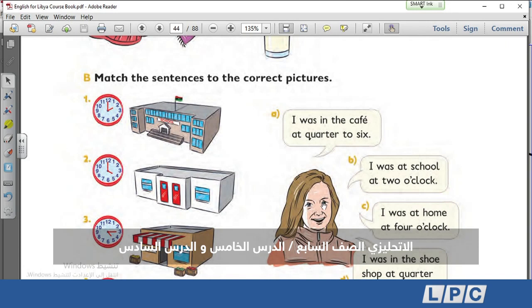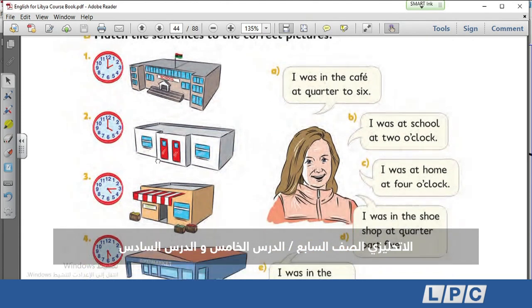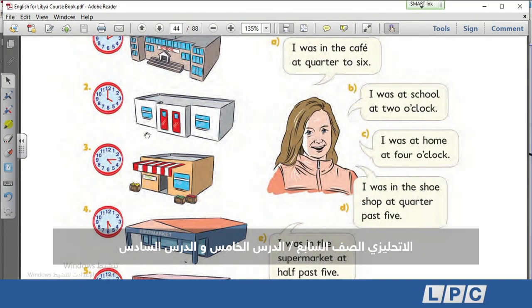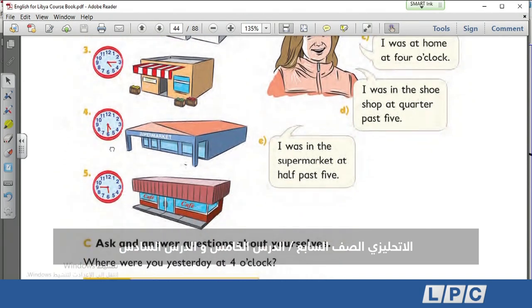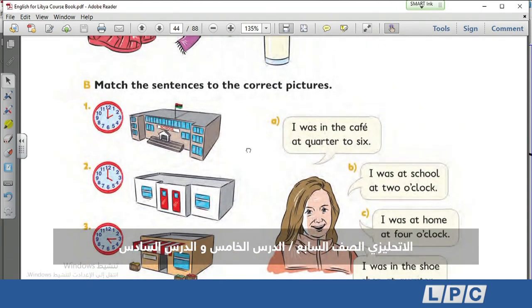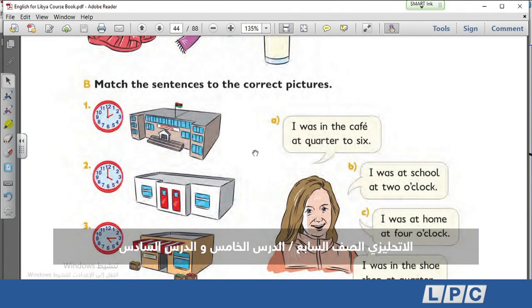Okay, picture number 1 here. 2 o'clock, school. 5 o'clock, house or supermarket, I don't know. This is the supermarket. Okay, 4:15, and 5:30, and 5:45, and these are the sentences. Number 1. I was in the cafe at 5:45. I was in the cafe at a quarter to six, that is 5:45.